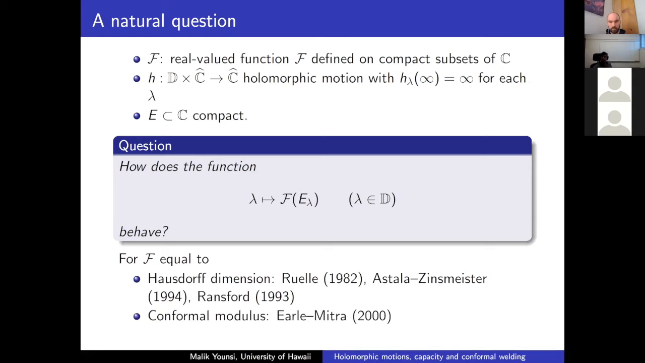There's also some work that has been done on the study of conformal modulus for doubly connected domains under holomorphic motion. So there's the work of Earle and Mitra, who proved that conformal modulus varies in a real analytic way for doubly connected domains under holomorphic motion. And I also mention the work of Stamatis Pouliasis on variation of condenser capacity under holomorphic motions.